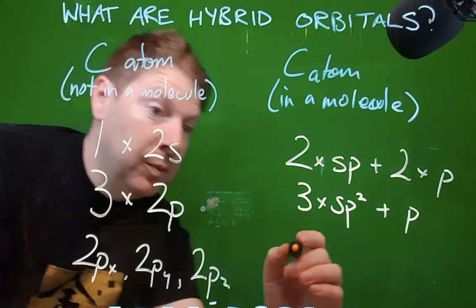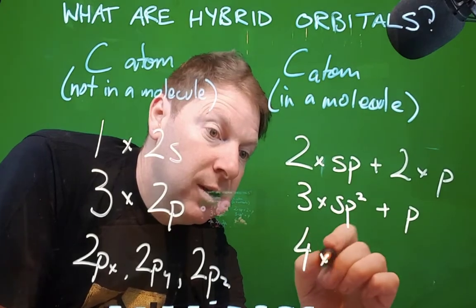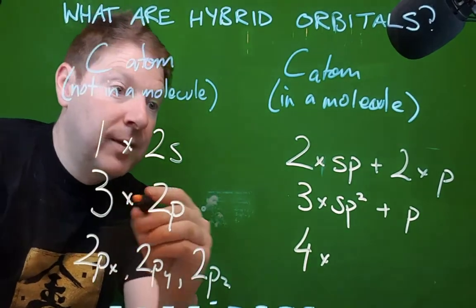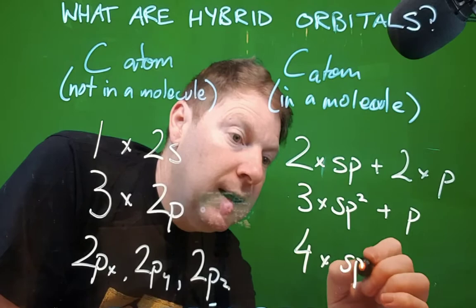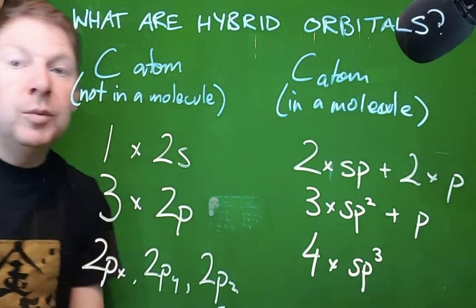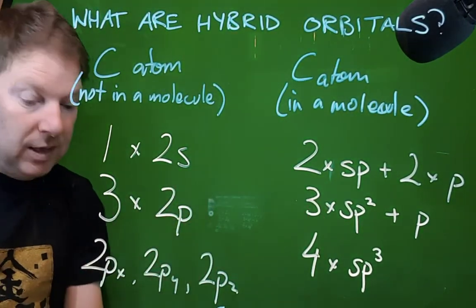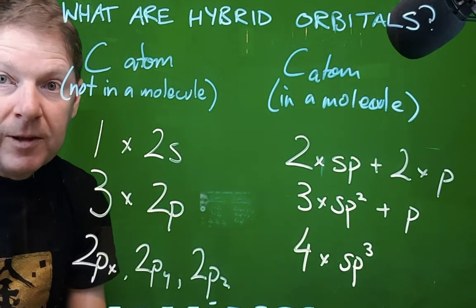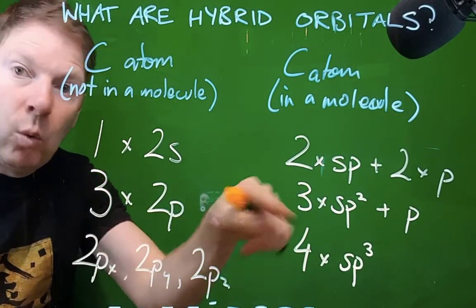There's one final possibility, and that's where you've hybridized all 4 of these things here, and you end up with 4 sp3 hybrid orbitals. We've used them all, so we don't have any leftover p atomic orbitals. In the next video, we'll talk about what these things look like.